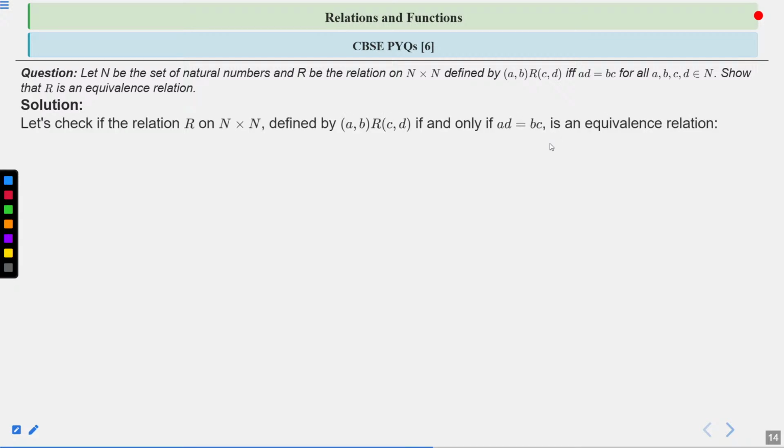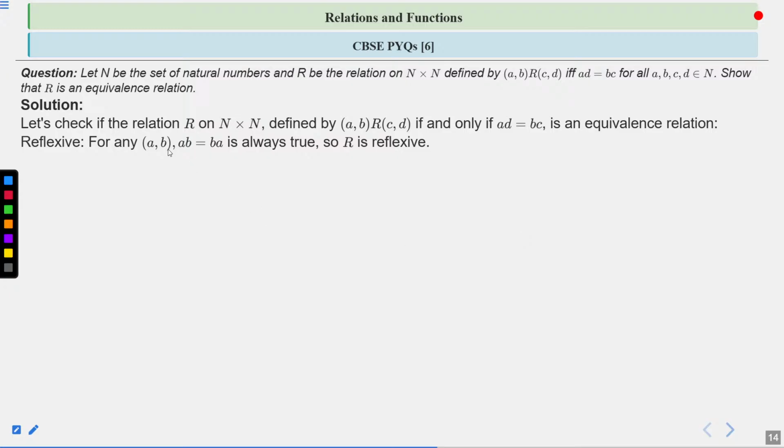Now let's check the relation R on N × N. Suppose (a, b) is related to (c, d) if and only if it is satisfying ad is equal to bc. You can see in the question. So let's check whether it's an equivalence relation or not.